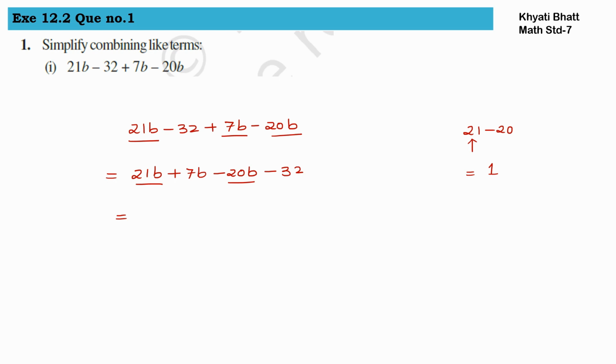Here either you can write 1b or you can write only b. Plus 7b minus 32. So 1 plus 7 equals 8b. Now 32 is a constant and another constant is not there, so 32 will remain as it is. So this is going to be our final answer.